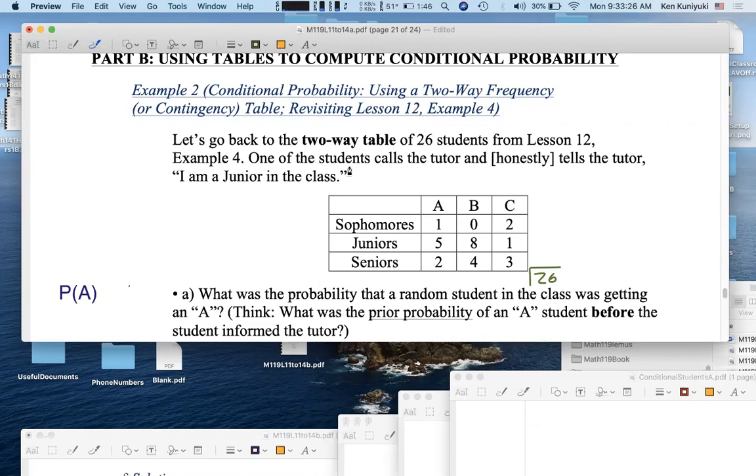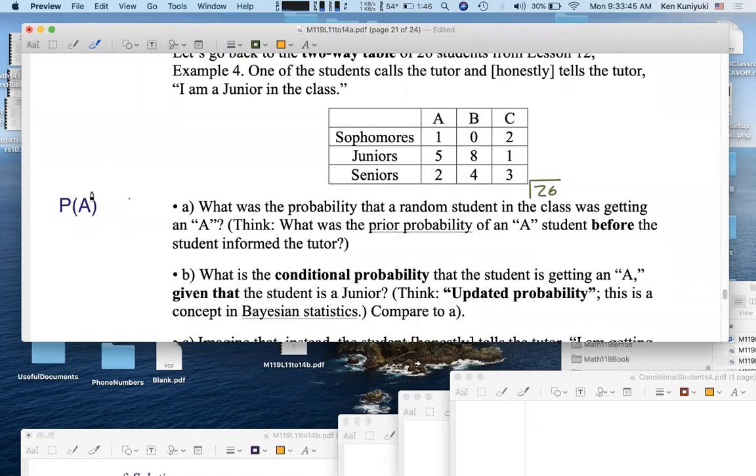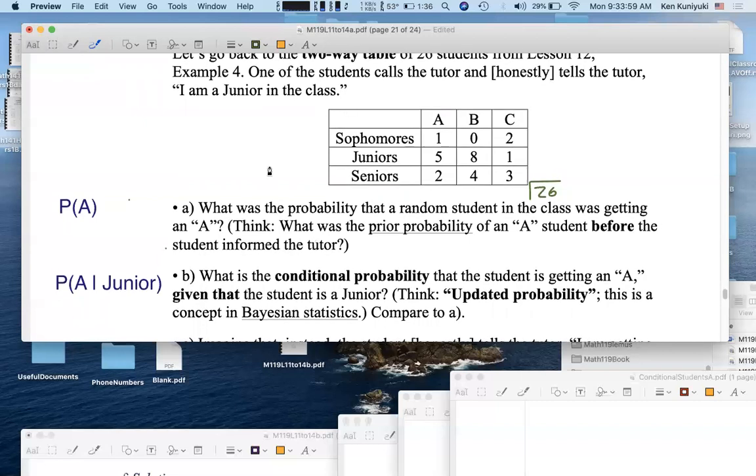Later on, one of the students will call the tutor and honestly tells the tutor, I'm a junior in the class. But before the student says anything to the tutor, what's the probability that a random student has an A in the class? Then, after the student informs the tutor that they're a junior, what is the conditional probability of the student getting an A, given that the student is a junior? What's the updated probability? Because the fact that the student is a junior is information, and we can update the probability that the student on the phone call is getting an A.